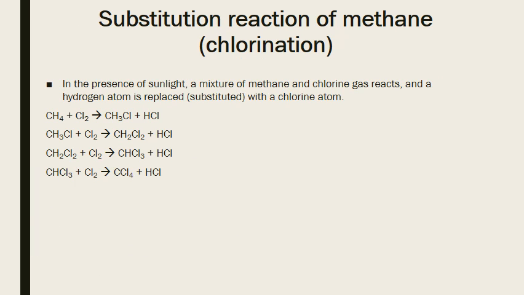Substitution reaction of methane, which is chlorination. In the presence of sunlight, a mixture of methane and chlorine gas reacts and a hydrogen atom is substituted with a chlorine atom. So we have methane, CH4 plus Cl2, in the presence of sunlight, reacts to form CH3Cl plus HCl.